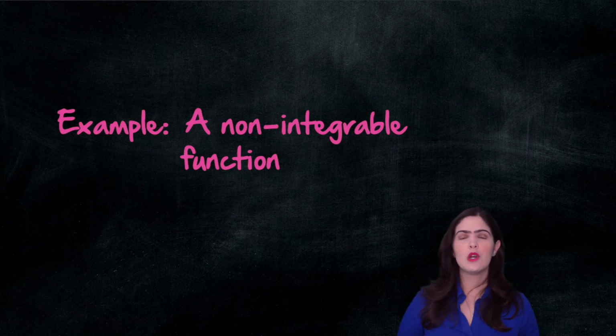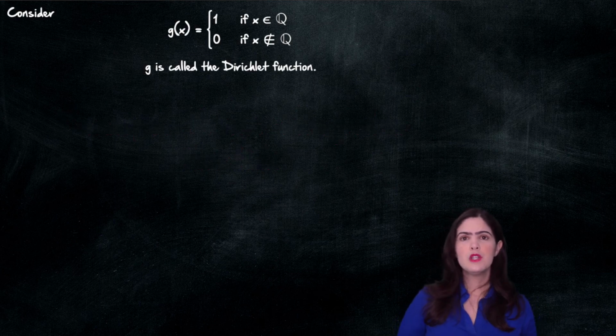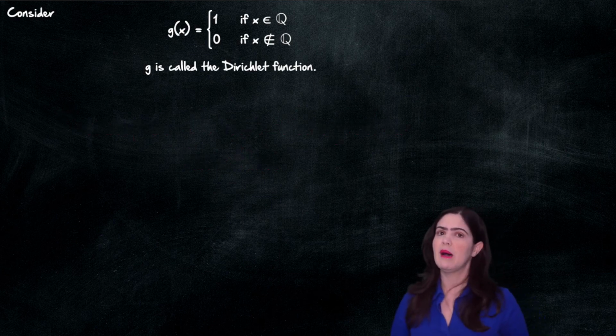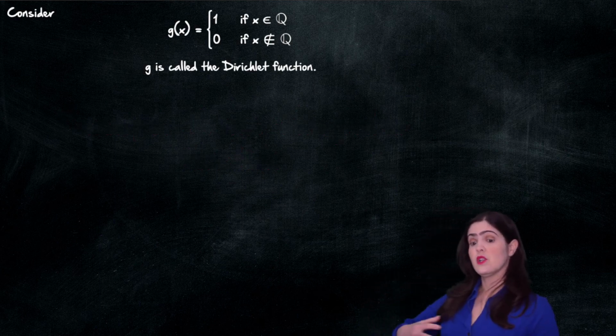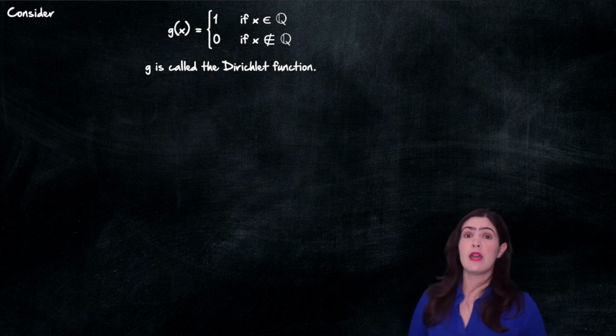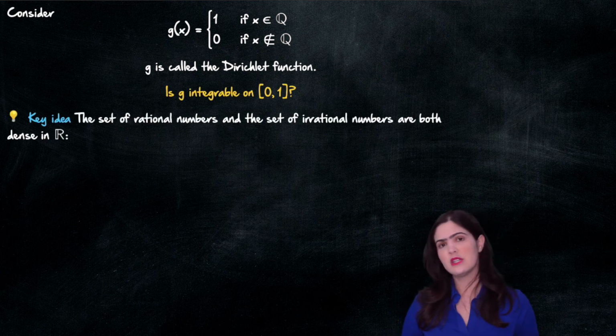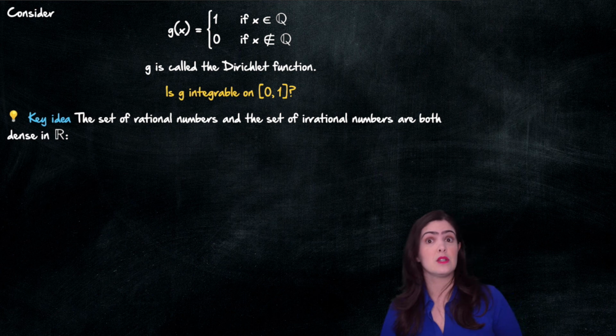In this video, we're going to see how we can show that a function is not integrable. So we're going to consider the function g of x given by g of x is equal to 1 if x is a rational number and 0 if x is an irrational number. So we're asking if the function is integrable on the interval 0 to 1.